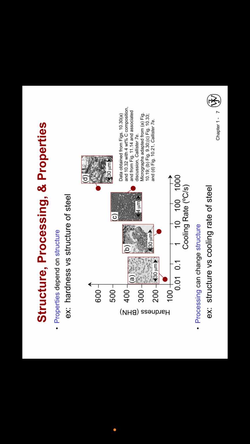Hardness, structure, and cooling rate of steel. This slide shows that steel properties depend on its structure. Different microstructures of steel lead to different hardness levels. Processing methods such as cooling rate change the structure, which changes the hardness. This shows the fundamental relationship between structure, processing, and material properties.